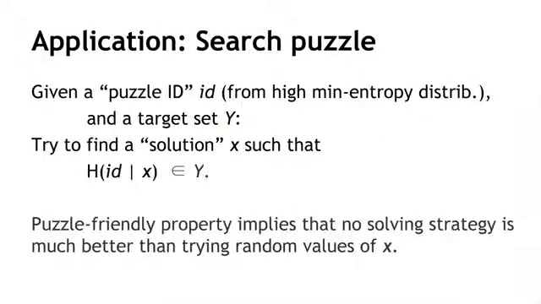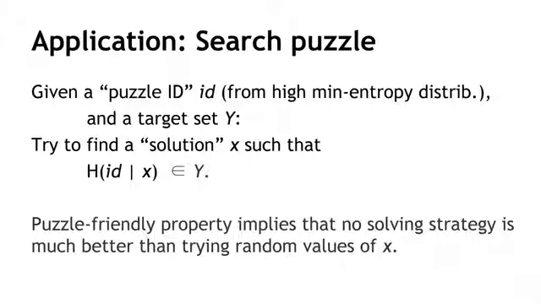To be more specific, the idea is that we're given a puzzle ID, which is chosen from some high min-entropy distribution, that is some very spread out probability distribution, and we're given a target set y, which someone wants to make the hash function fall into. Then we want to find a solution x, so that if we hash the puzzle ID together with the solution x, we get a result that's in the set y. So y is a target range or set of hash results that we want, the ID specifies a particular puzzle, and x is a solution to the puzzle.